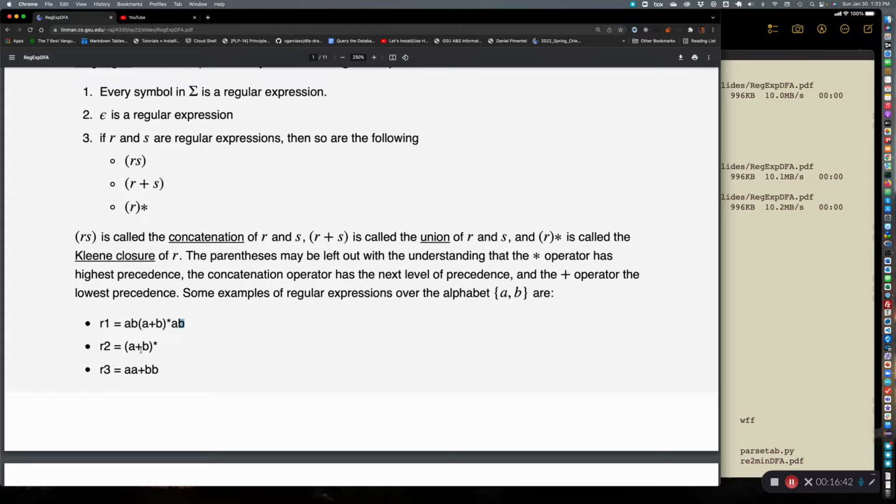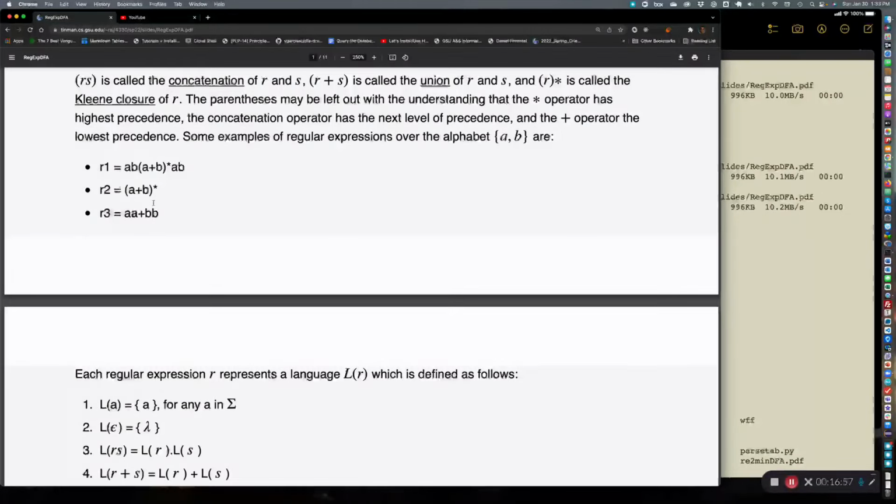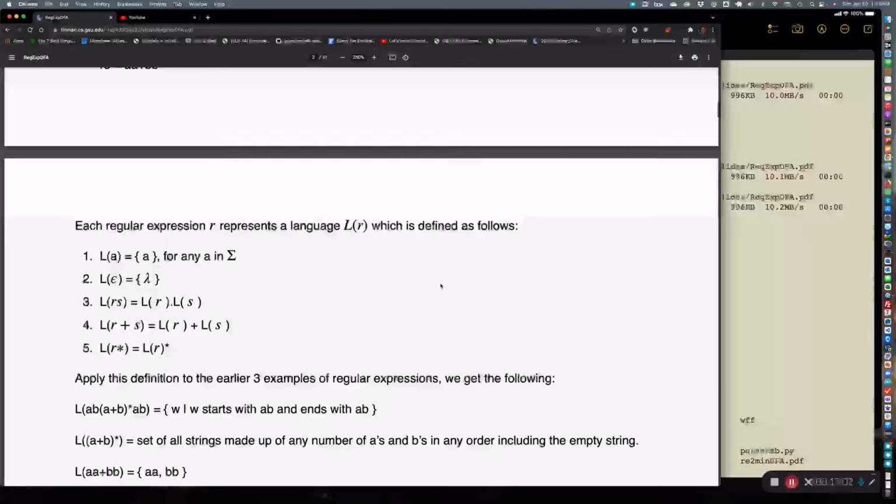So that's an example. This is the next example, A plus B star. Actually, this happens to be part of R1. And the third one is AA plus BB. All right, so these are the three examples we're going to use. Now, before we get to what these stand for, let's define one more notion or definition.